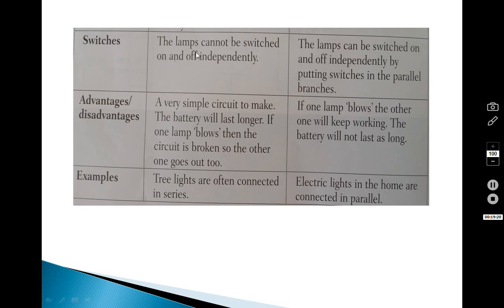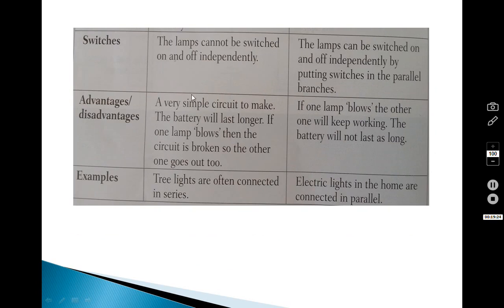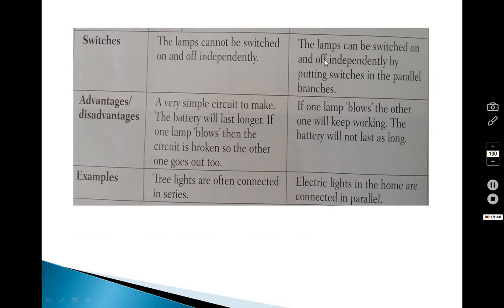Switches. If we put a switch in the first circuit, the lamps cannot be switched on and off independently. We cannot switch this one on and this one off, or this one on and this one off. No, it's not possible. In the second circuit, the lamps can be switched on and off what? Independently, by putting switches in parallel branches.